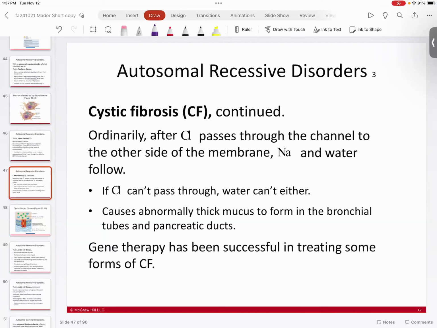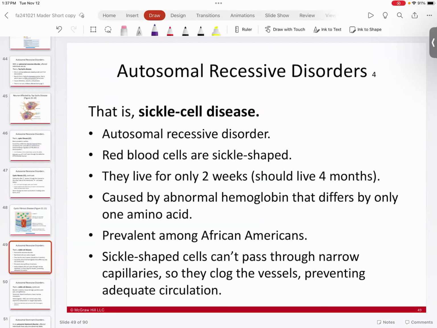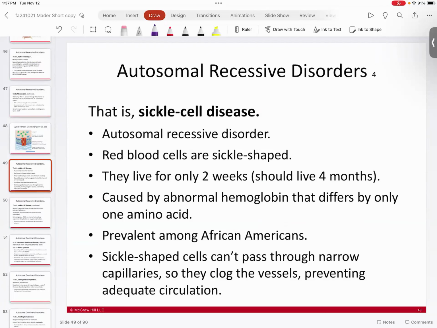So there's a lot of different things that will come from cystic fibrosis. And so this is kind of what it looks like. It's an abnormally formed chloride channel because of the mutation, and so it blocks the passage of the chloride ion, which is something we need in order to balance all of our ions and things like that. Another autosomal recessive is sickle cell disease.